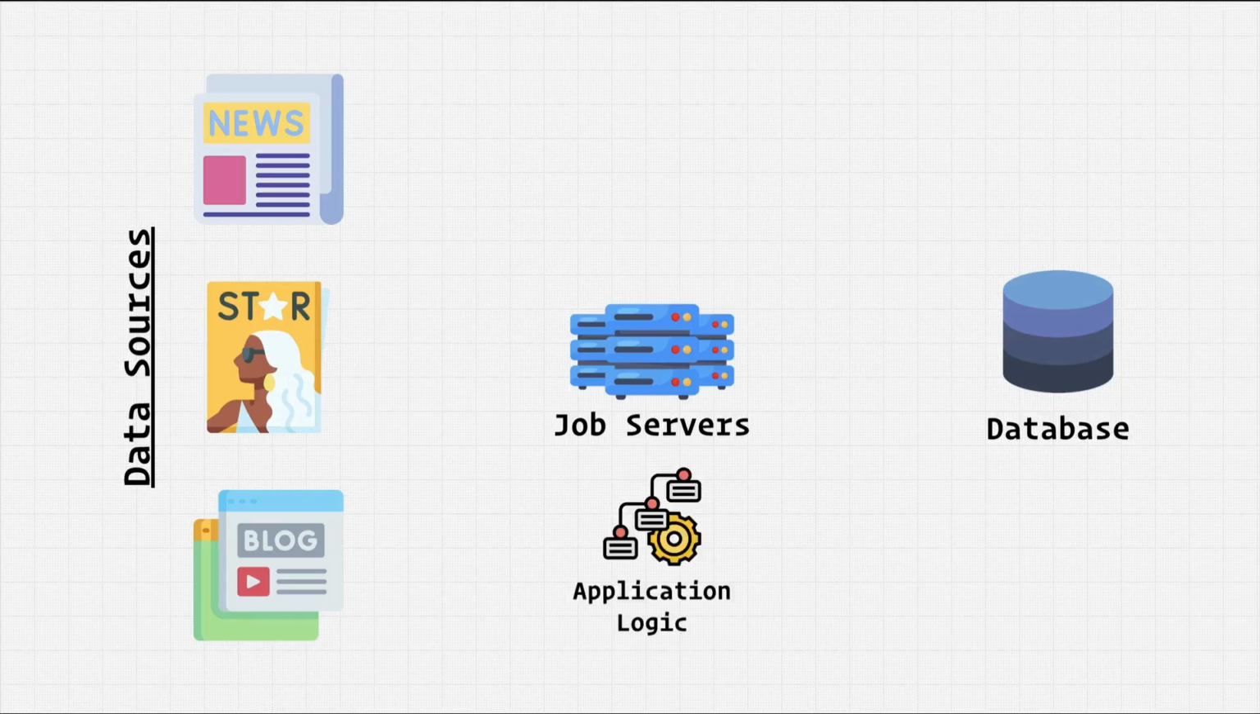So here inside of our job servers, we have written application logic or code that will then query these data sources in order to fetch the appropriate news outlets or the appropriate new articles, etc. So you can imagine our job server queries the news and then gets it back, stores it in the database, does the same for the magazine, does the same for the blogs.